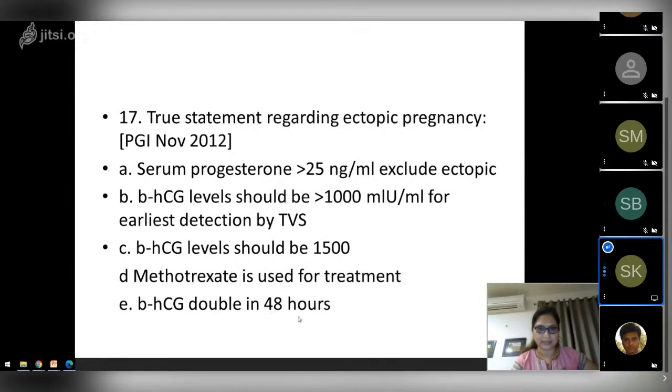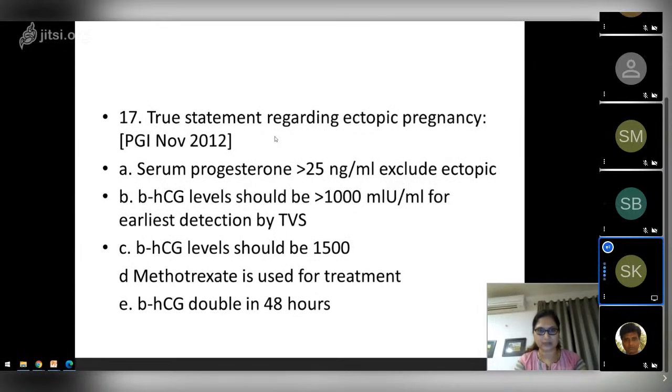Now, beta HCG doubles in 48 hours. Does it double in 48 hours in ectopic pregnancy? Yes or no? No, ma'am. It's no, actually. Because only in normal pregnancy will the beta HCG double in 48 hours. In any other abnormal pregnancies, whether ectopic or abortion, it doesn't double in 48 hours at all. So this statement is also wrong for ectopic pregnancy.